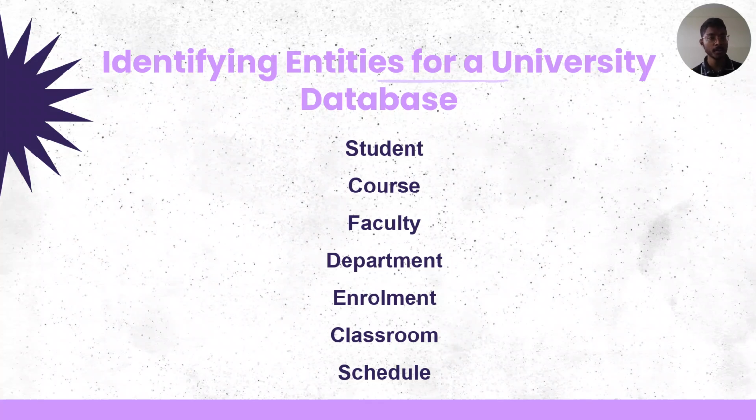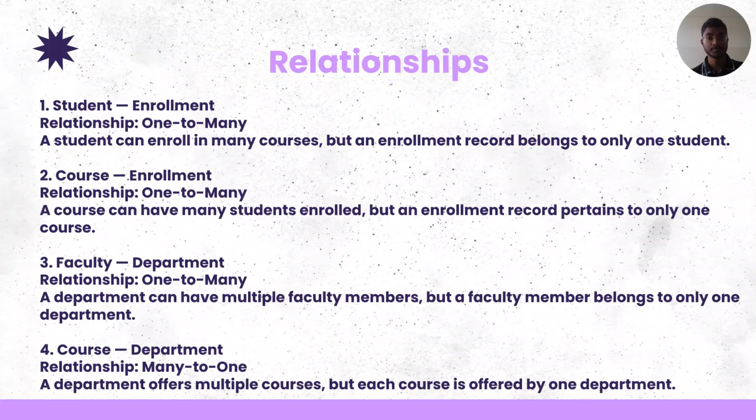Then we have the enrollment, the classroom, and the schedule. At a glance, you can understand it like this: a student will have courses, and the courses are handled by the faculty. These faculties come under a department. All of these are enrolled in a particular thing, and all of this takes place in a classroom and a particular schedule. So this is how we can identify the entities for the university database.